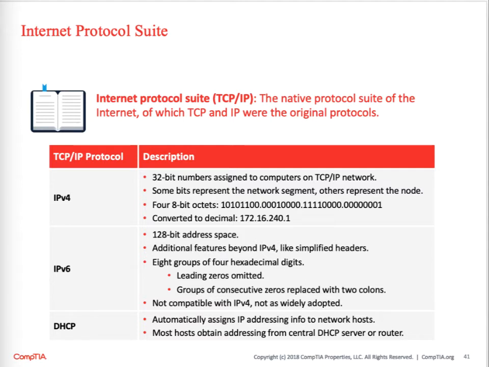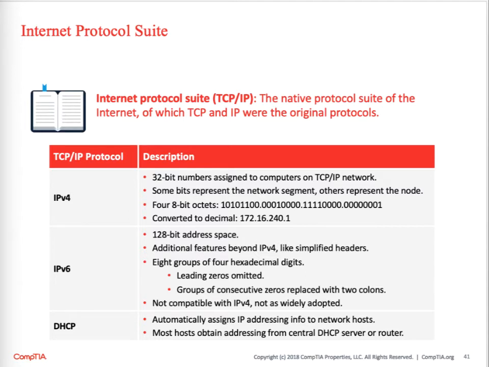And there are 8 groups of hexadecimal digits. The leading zeros will be omitted when we write these out. And groups of consecutive zeros can be replaced with 2 colons when we write these out as well. You will see some conversions of IPv6 that you need to do, and mostly what you need to do is be able to get rid of those zeros and know where to place the colons if they give you an IPv6 address.